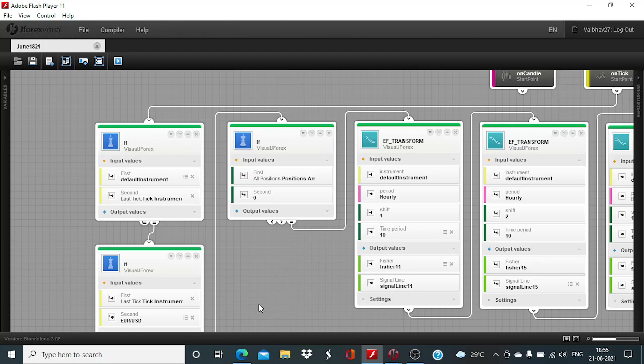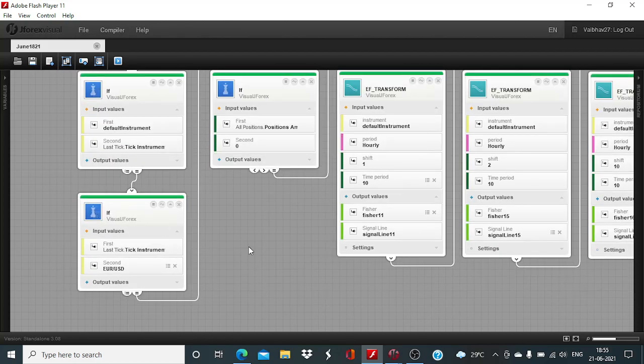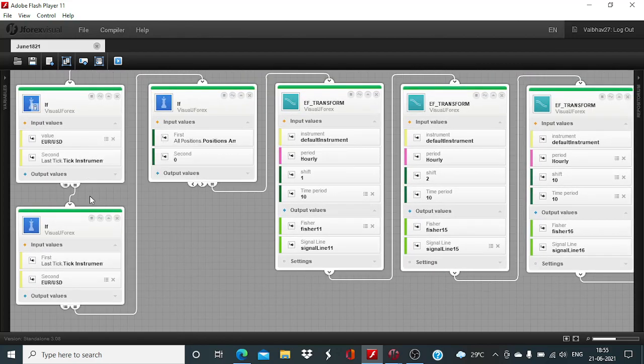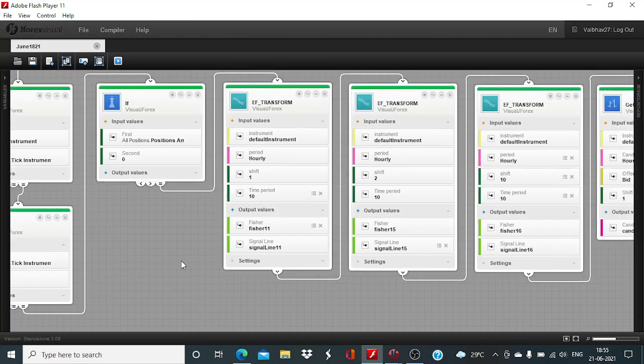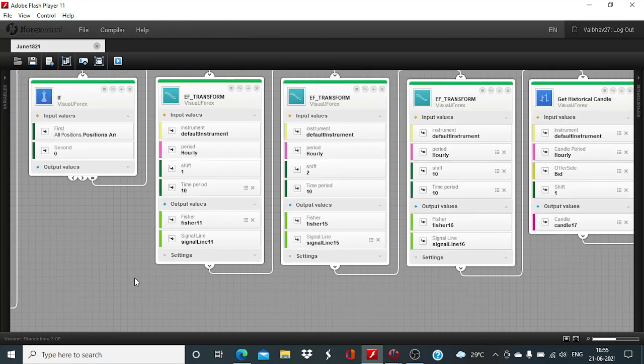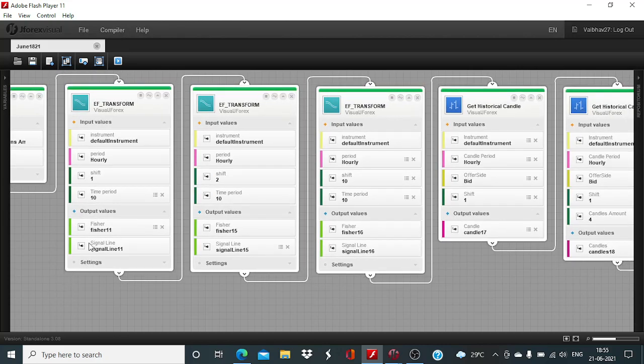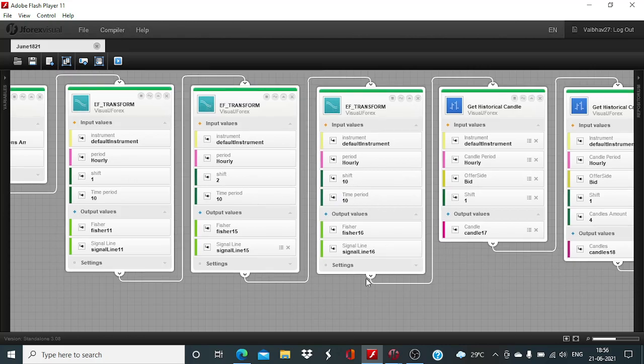The development so far includes this instrument subscription. The default instrument is being matched with the instrument of choice, which is Euro USD. Then the position amount was defined. I got this EF transform, the Ehler-Fisher transform indicators with different look back periods. All other inputs are the same, hourly, and there is a time period of 10. The only difference is this shift: 1, 2, and 10.